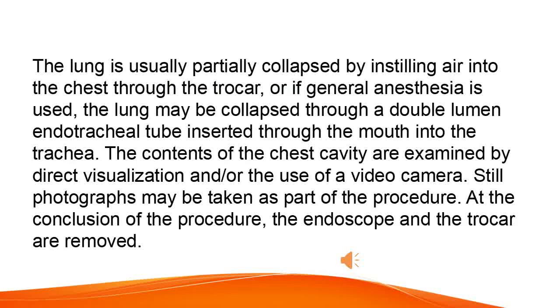The lung is usually partially collapsed by instilling air into the chest through the trocar, or if general anesthesia is used, the lung may be collapsed through a double-lumen endotracheal tube inserted through the mouth into the trachea. The contents of the chest cavity are examined by direct visualization and/or the use of a video camera. Still photographs may be taken as part of the procedure. At the conclusion of the procedure, the endoscope and the trocar are removed.